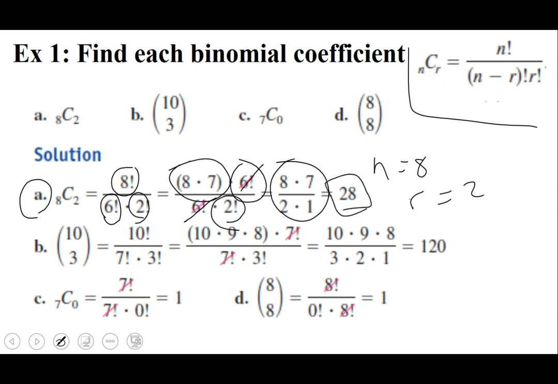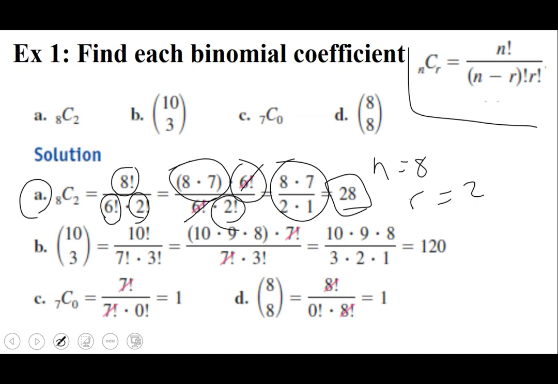Now that 28 actually means a lot of things, which we're going to see as the lesson progresses. But for now, we're going to think of it as being the coefficient of that binomial expansion. 10C3. So again, using the formula, it's 10 factorial over 7 factorial times 3 factorial.